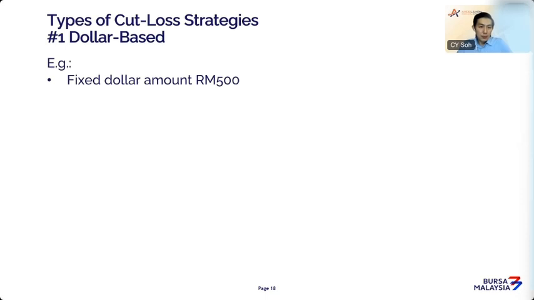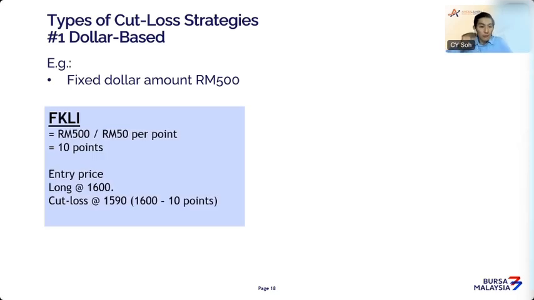Now, a simple quick example. Let's say you fix a dollar amount that you're willing to lose in a trade: $500. What you need to do is convert it into how many points you can take before cutting your losses. Let's say for FKLI, as you know, each point for FKLI is $50. So you take your $500 divided by $50, which is equivalent to 10 points. Let's say it's a long position and you buy at the 1,600 level. You minus 10 points, so your cut loss level would be 1,590.